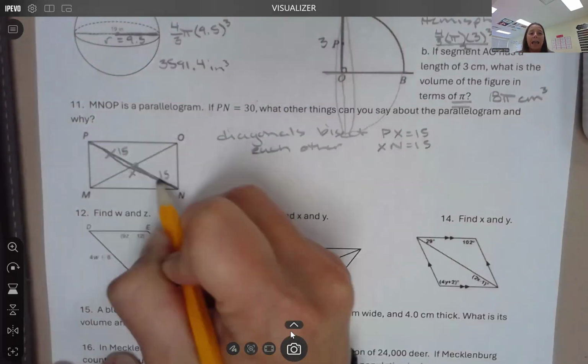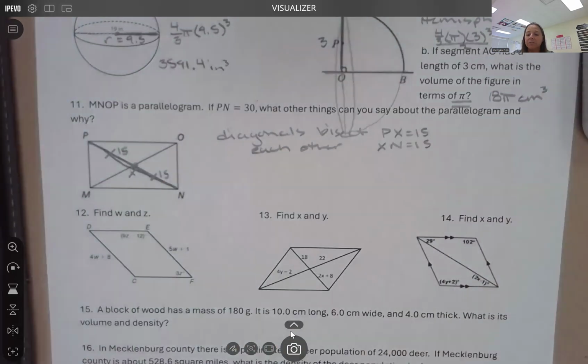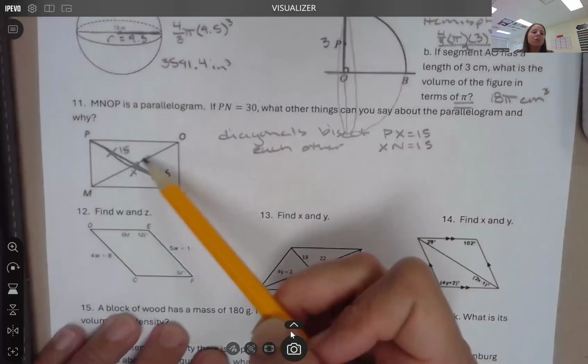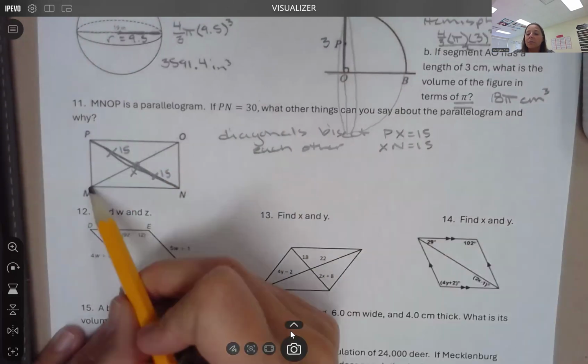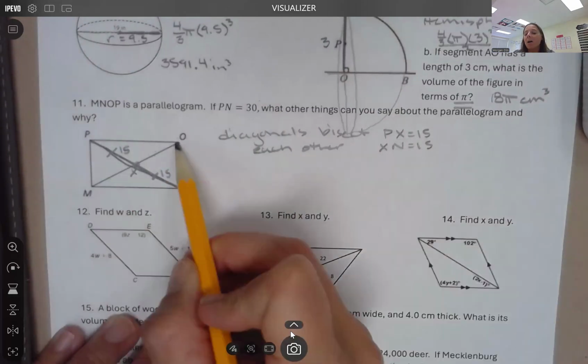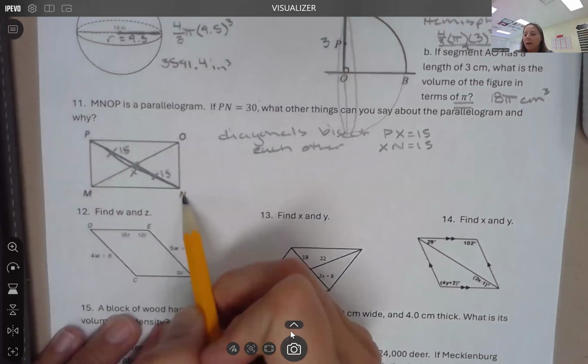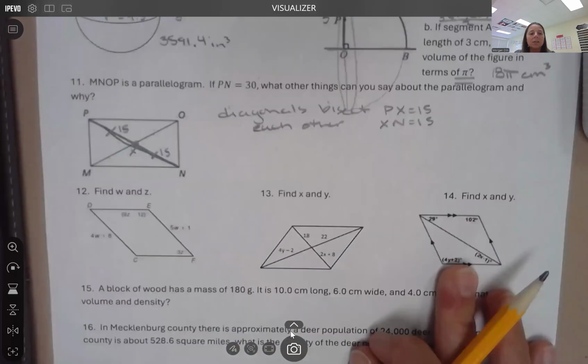Now, if it was a rectangle, then I could say these equaled 15 and OM equals 15, but I don't know that. Here in a parallelogram, OM can be different from PN. So this is about all that we can say with a parallelogram.